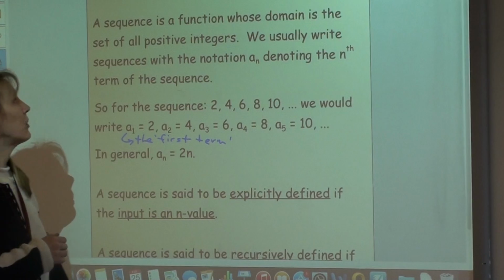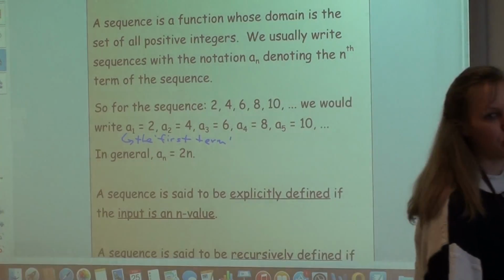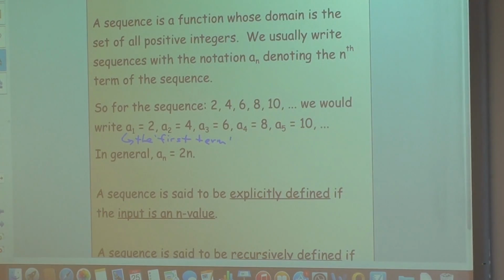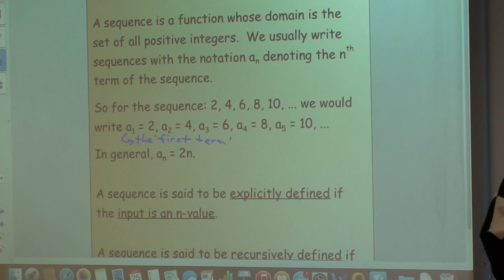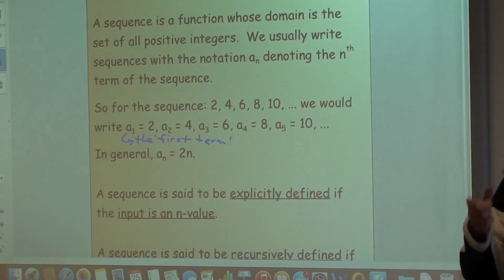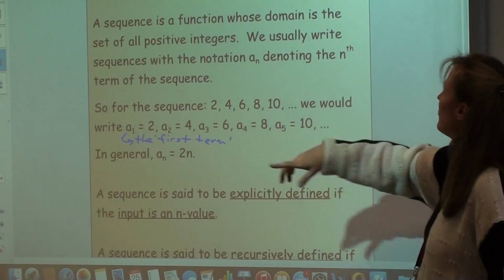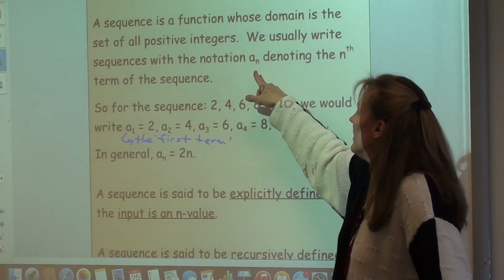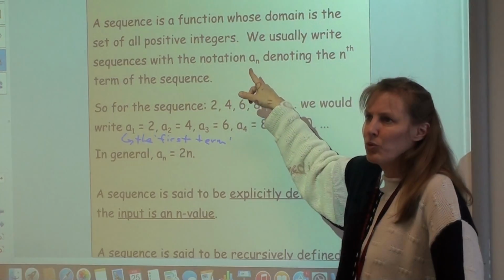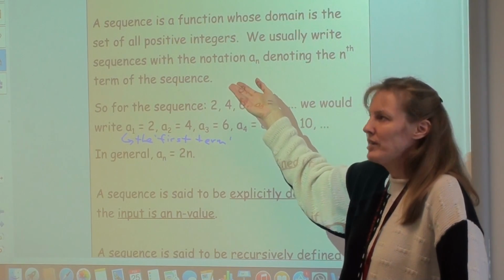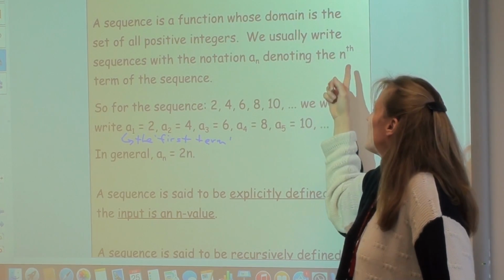What is a sequence? A sequence is a function where the domain is the set of positive integers. So your input starts with 1, then 2, then 3, and so forth. So the numbers that you plug into the function are only positive integers. And a sub n is the rule for the sequence. And it denotes the nth term.